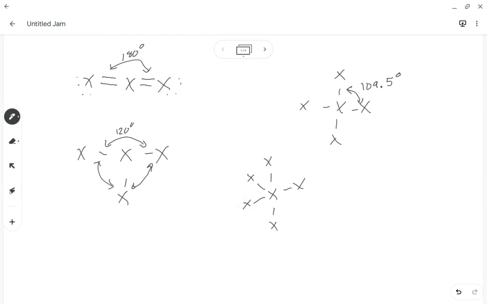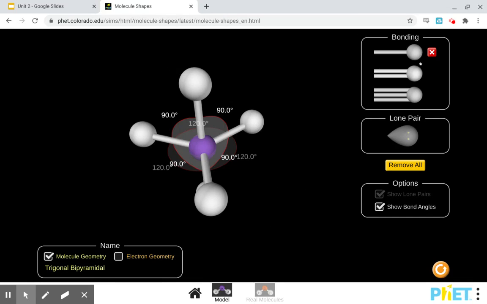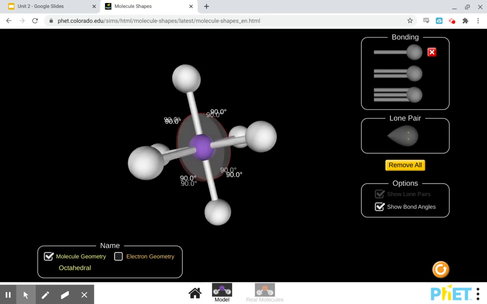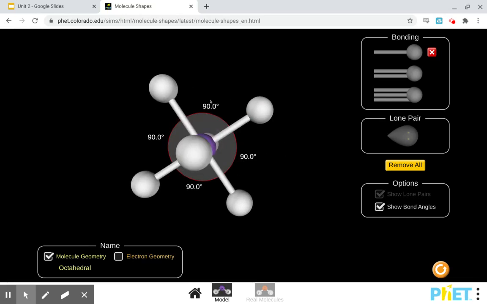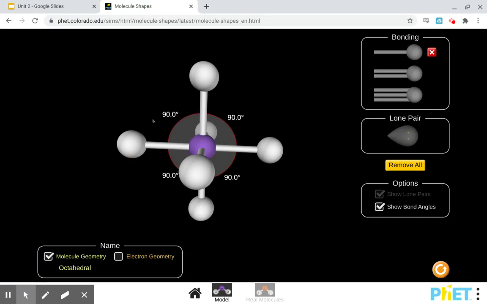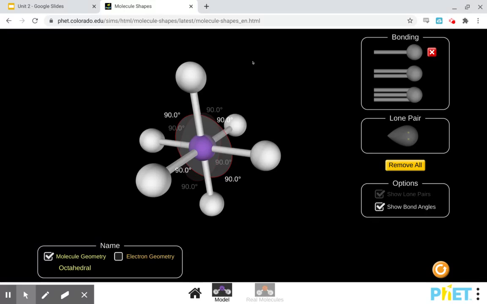And then if you think about this, if we add a sixth atom to the middle, then we get what is called octahedral. So we add yet another one. This is octahedral. Everything is 90 degrees from each other. So we still have axial and equatorial positions, but it doesn't really matter because everything is perfectly symmetrical.